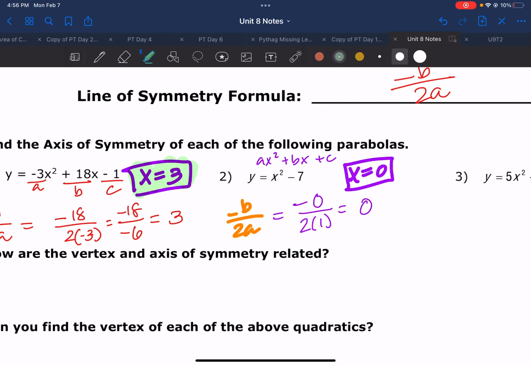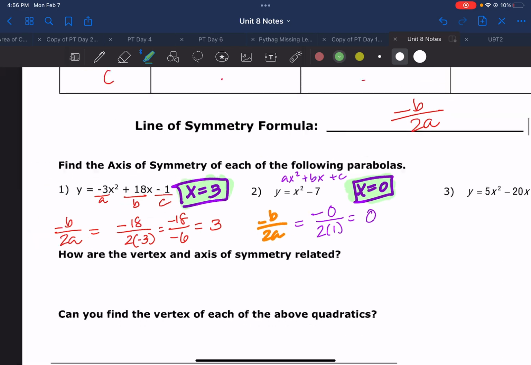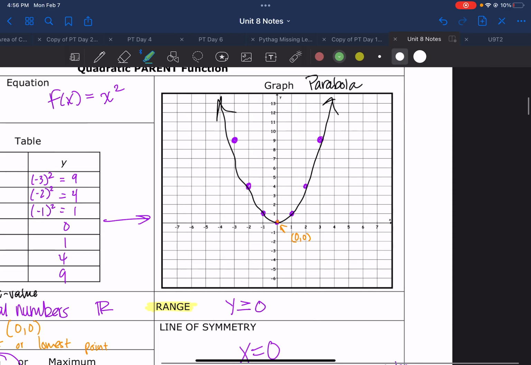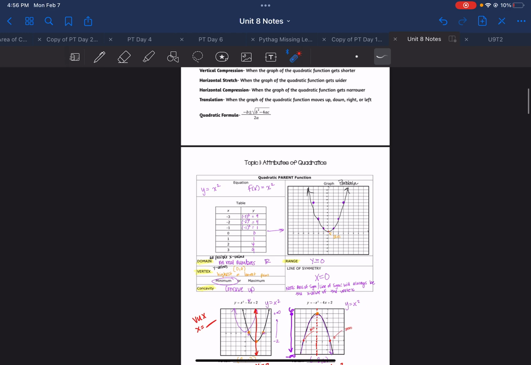So it goes straight through, it looks like this right here. This is x equals 0. This is your axis of symmetry right here. When it's x equals 0, it goes right down this line. All right, last one.